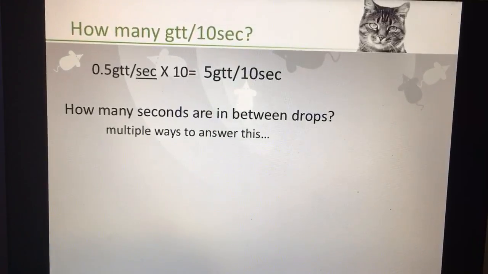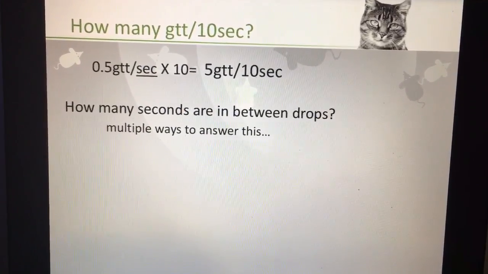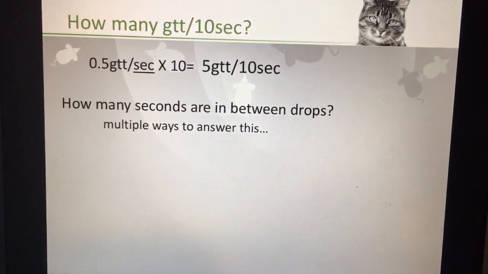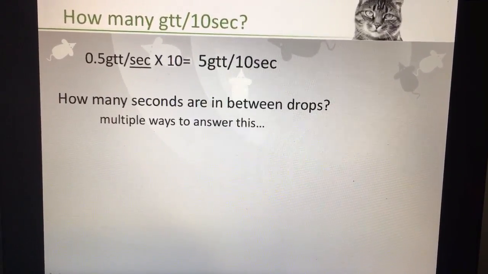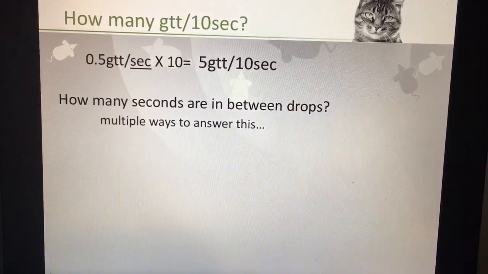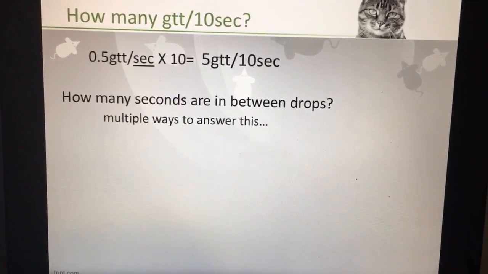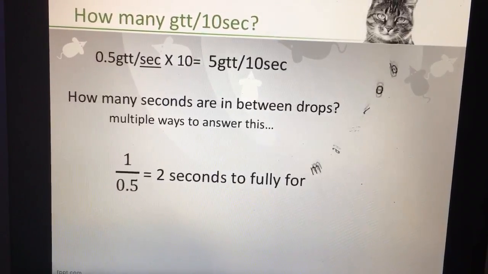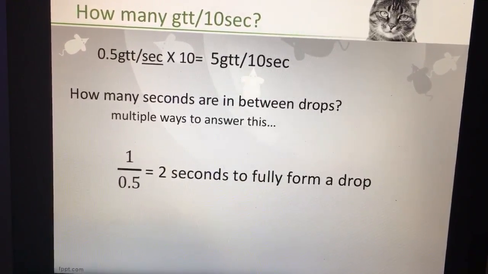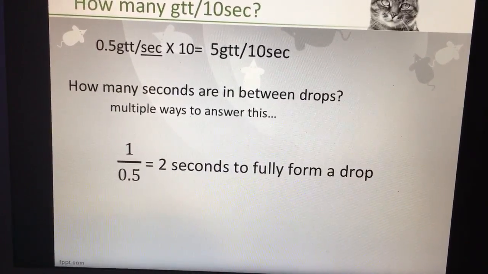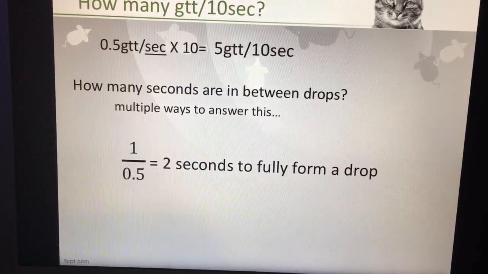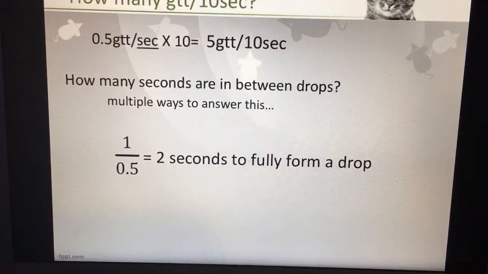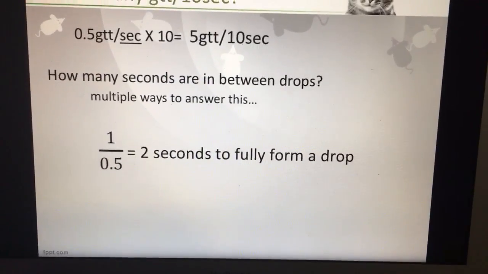Next question is how many seconds are in between drops. There are multiple ways to answer this, and I found it easier to figure out how long it takes to form one whole drop. So you do one whole drop over 0.5 per second, and if you divide that, you get 2. So it's 2 seconds to fully form a drop. That's how long it takes in between drops, and that's what I found easier.